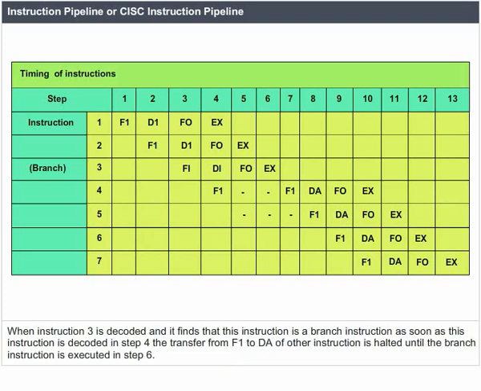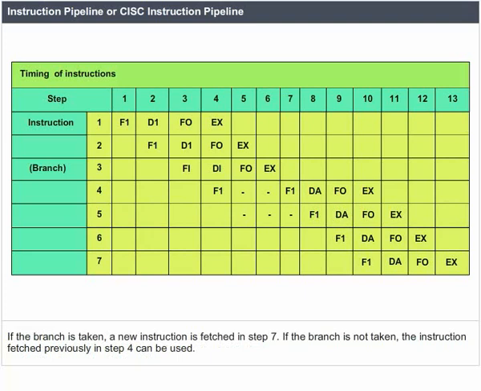When instruction 3 is decoded and it is found to be a branch instruction, as soon as it is decoded in step 4, the transfer from FI to DA of other instructions is halted until the branch instruction is executed in step 6. If the branch is taken, a new instruction is fetched in step 7. If the branch is not taken, the instruction fetched previously in step 4 can be used.